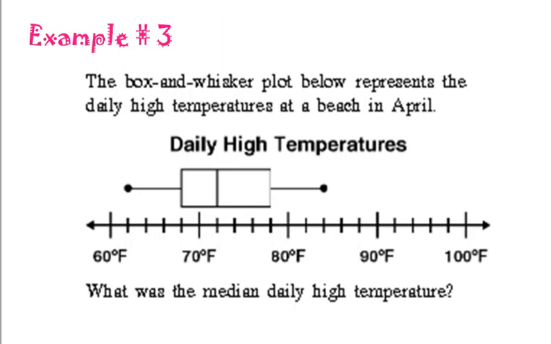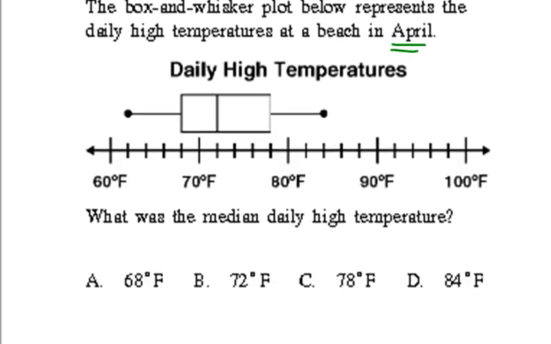All right, example number 3. So here's a box and whisker plot. It's talking about high temperatures in April at the beach. And it wants to know a very simple question. What is the median daily high temperature? So first off, where's the median? Well, you should know that it is this bar right here. But the second thing you have to figure out is what number does that correspond to on the number line? Well, if this is 70 and this is 80, does it count by 1s, by 2s, by 3s, by 4s, etc.? And you should have figured out that it counts by 2s. And so you're going to go to 72 degrees, which is B.